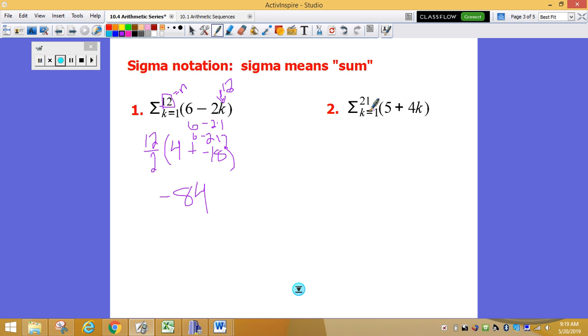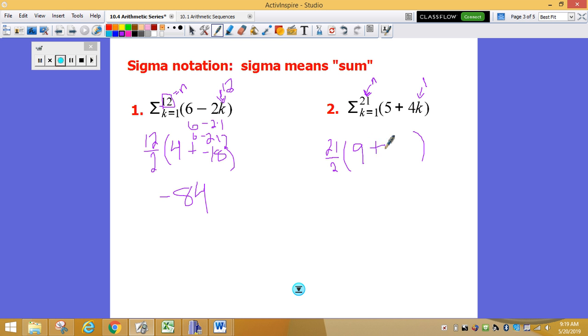So again, I'm starting with the first term. This time, how many terms am I looking for? Look at this equation. That's going to be that number right there. I'm looking for 21 terms. So I'm going to do 21 over 2. The first term, remember to find the first term, we're going to plug in a 1. So 5 plus 4 times 1 is 9.